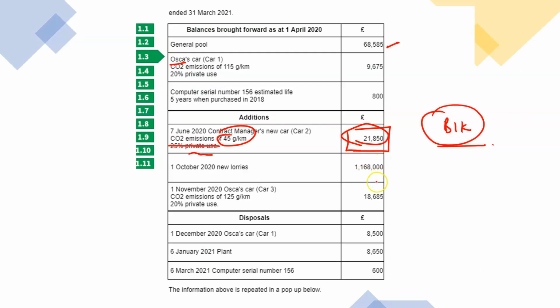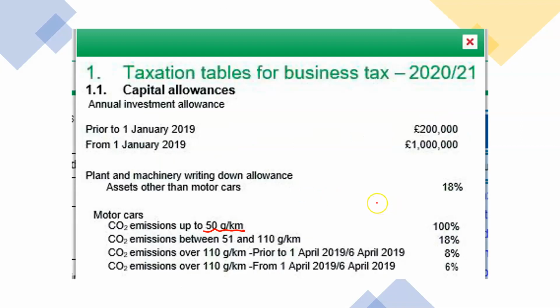Then it says here that Oscar gets a new car, 18,685.